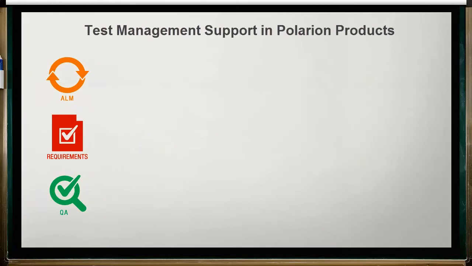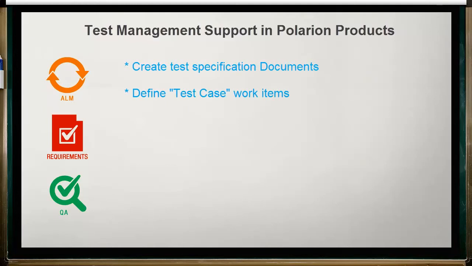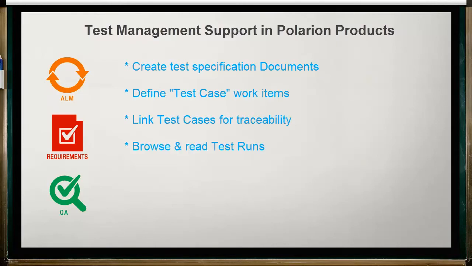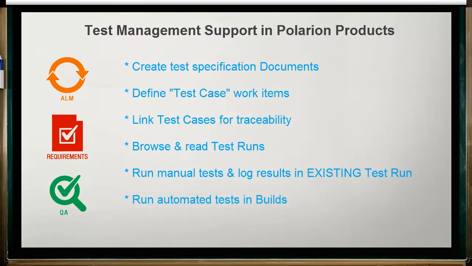With the necessary licenses in place, users of all these products can create test specification documents and define test case work items, link test cases to each other and to other work item types like requirements, browse and review test runs, which record a single instance of testing activity, execute manual tests and record results in an existing test run, and set up the Polarion build system to include running automated tests as part of a project build process.